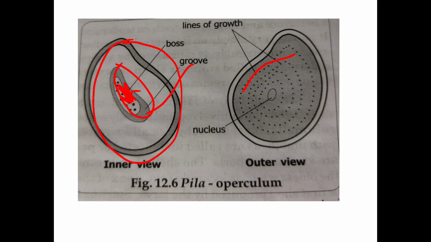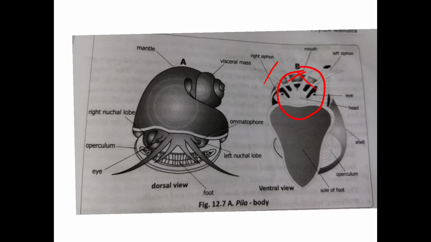Next one is about the head region. You can see a small head here, and the head is an anterior fleshy part. It bears two pairs of tentacles, large and small tentacles, a pair of eyes, mouth, etc. You can see two pairs of tentacles, and the anterior pair of tentacles are shorter in size.